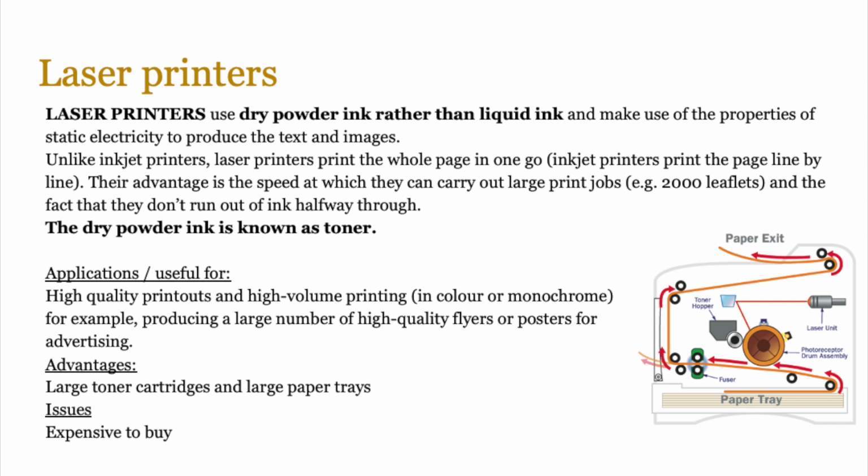For example, if you wanted to print out 2000 leaflets, it's better to use a laser printer rather than line by line inkjet printers. The dry powder ink is known as toner, so make sure that you know this technical term as well. So the applications for use are high quality printouts and high volume printing in color or monochrome, which is black and white, and they're normally used for producing large numbers of high quality flyers or posters for advertising, so really professional quality work.